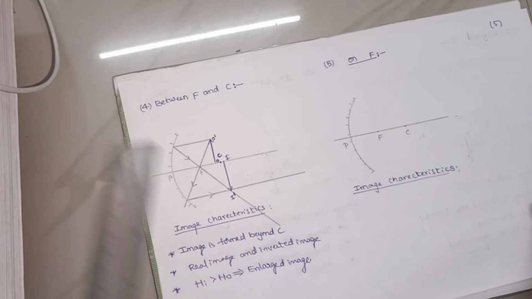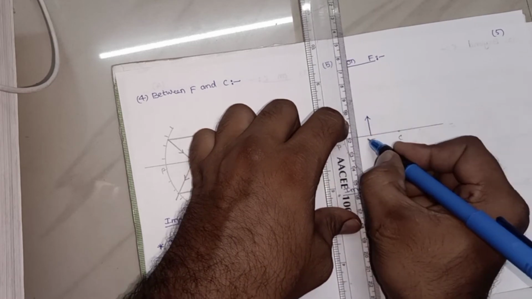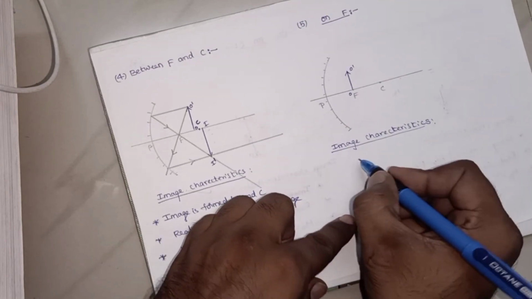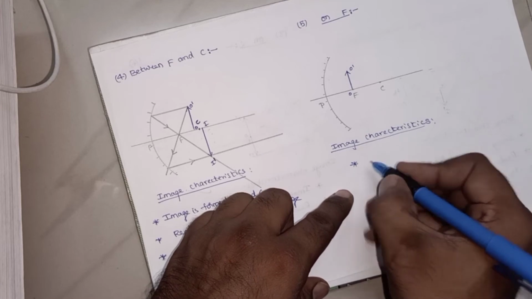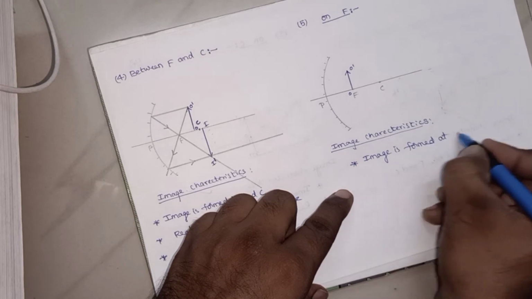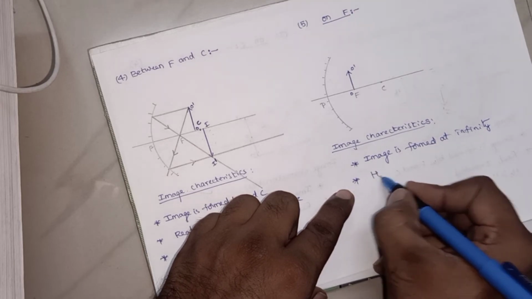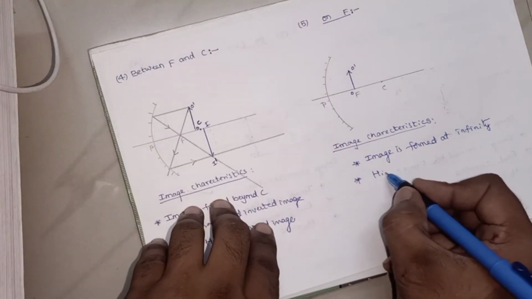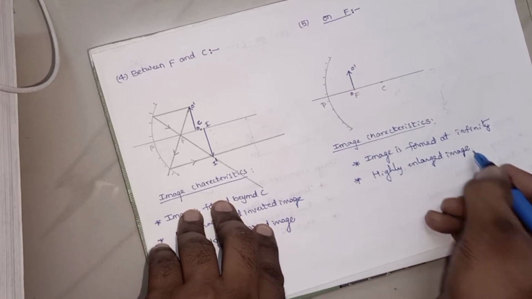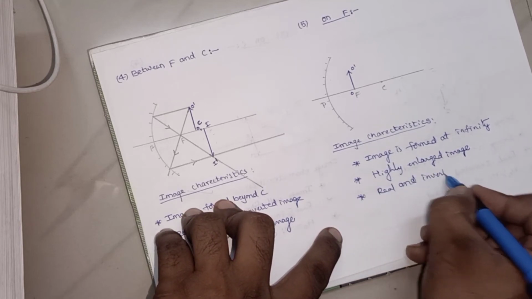And the next ray diagram is when the object is placed on F. Now when you place the object on F, you will get the image at infinity. Now first I will write the image characteristics. Image is formed at infinity. And one more thing, it will be a highly enlarged image. It is a highly enlarged image, and anyhow it is real and inverted.